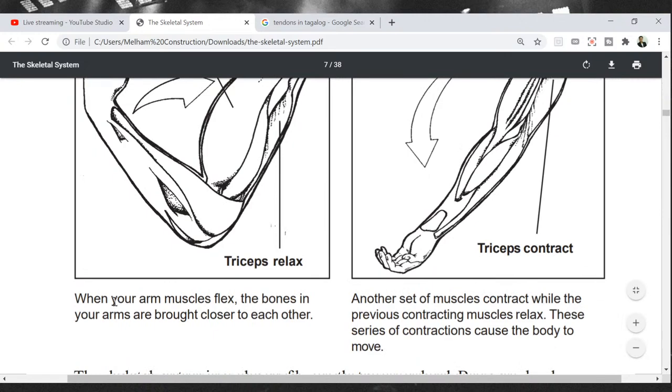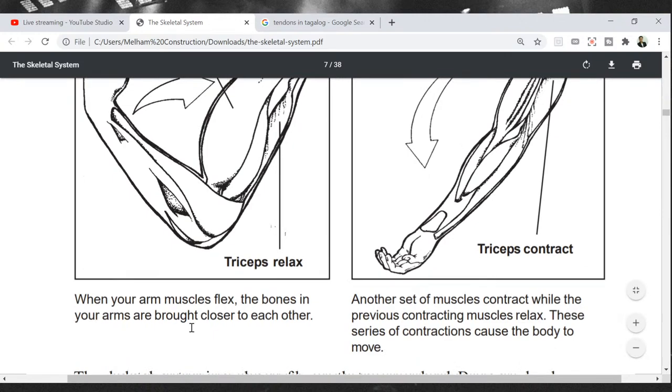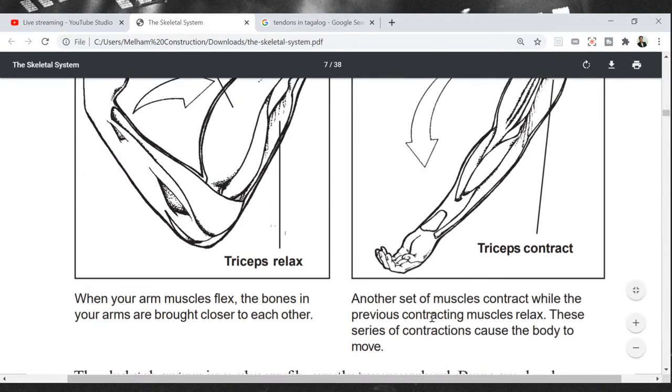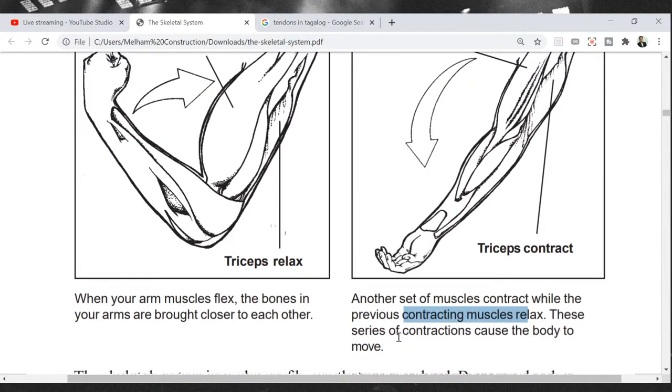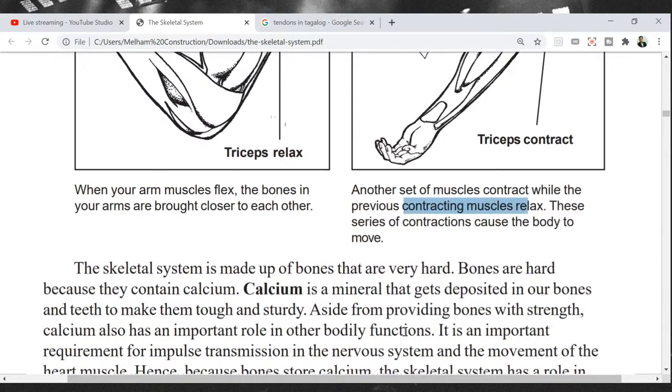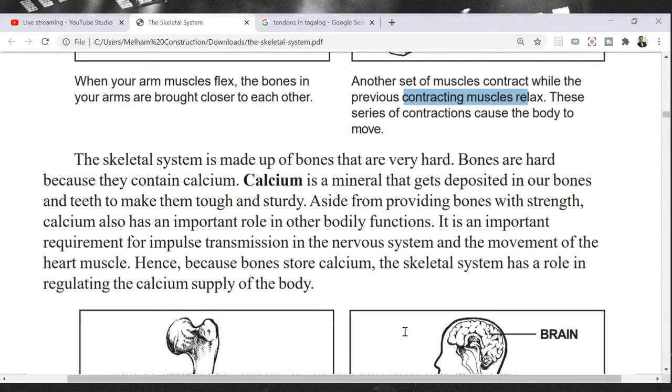So when your arm muscles flex, the bones in your arms are brought closer to each other. Another set of muscles contract while the previous contracting muscles relax. This series of contractions cause the body to move. Ganyan din yung sa paa, kung naglalakad ka, tumatakbo ka, parehas lang.